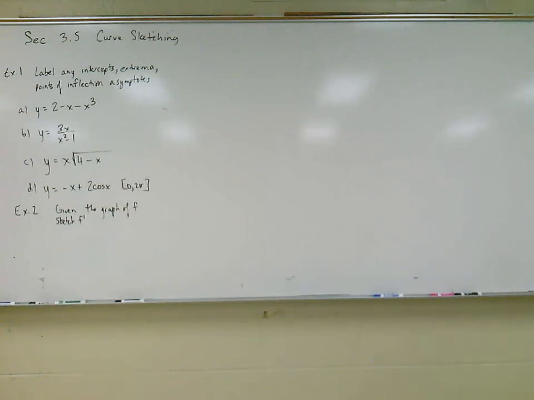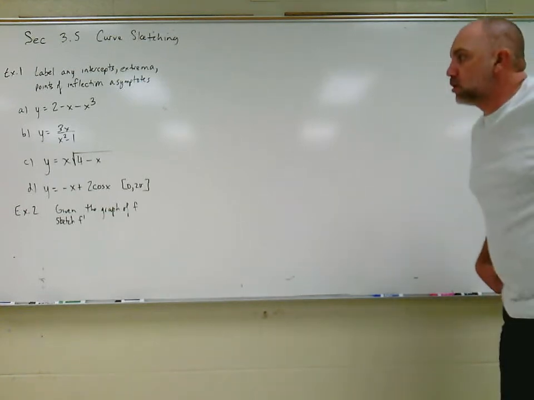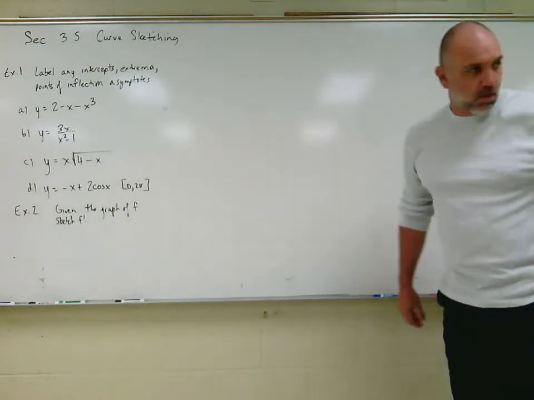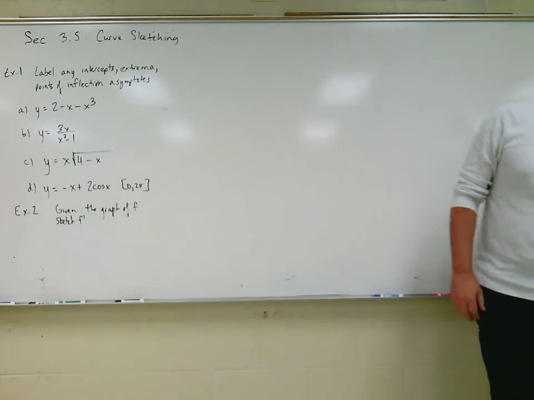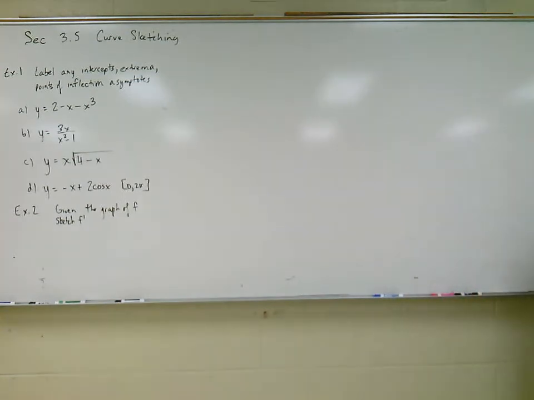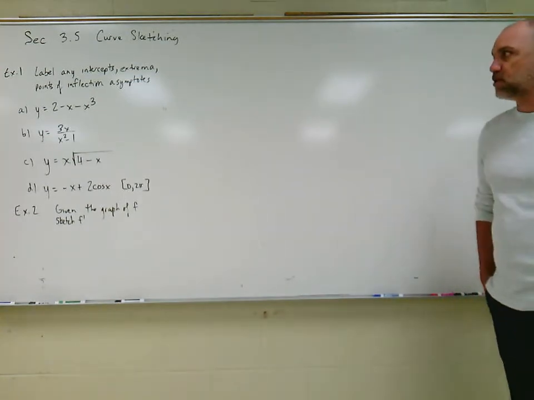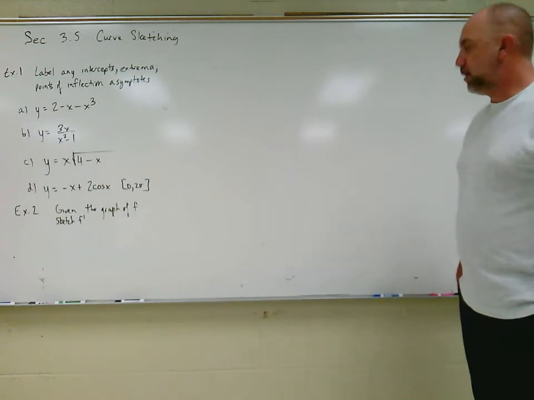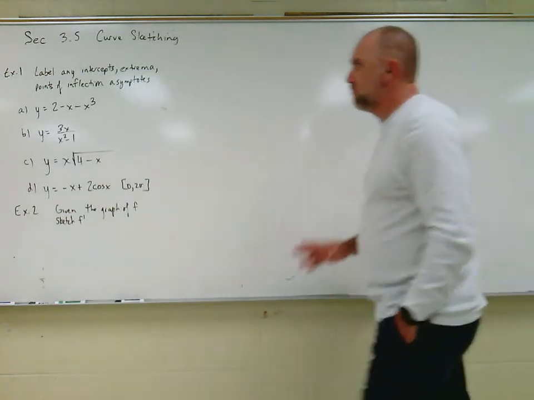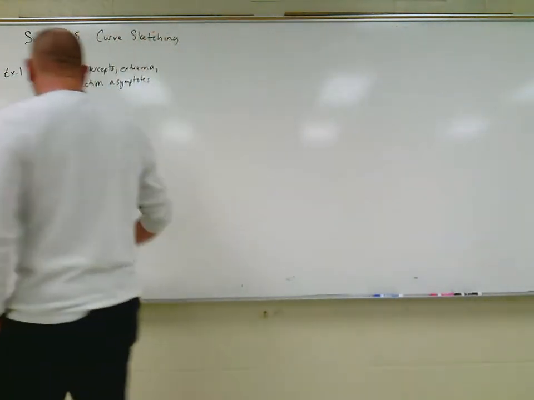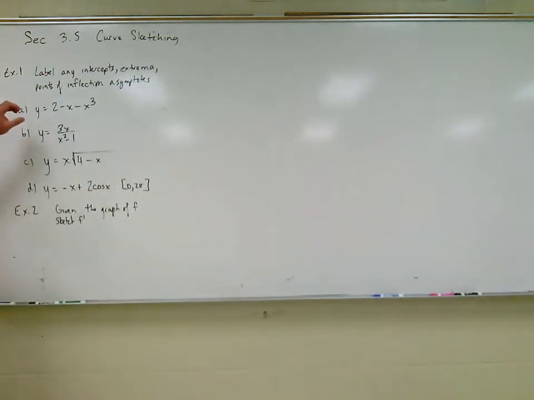Okay, so 3.5 is basically a lesson where we're gonna put it all together. Can we take what we know about finding extrema and inflection points and come up with a graph for each of these? So we're gonna do 4, and I pretty much hit the range of what you will look for.